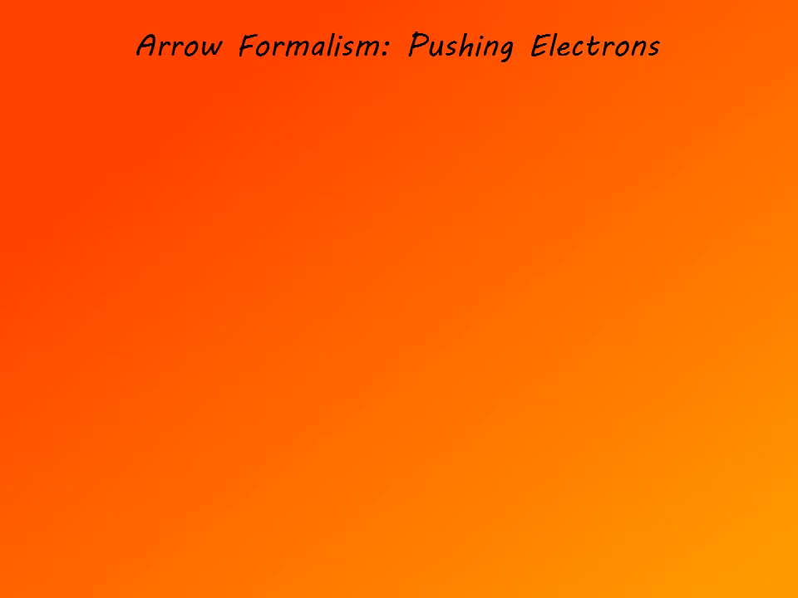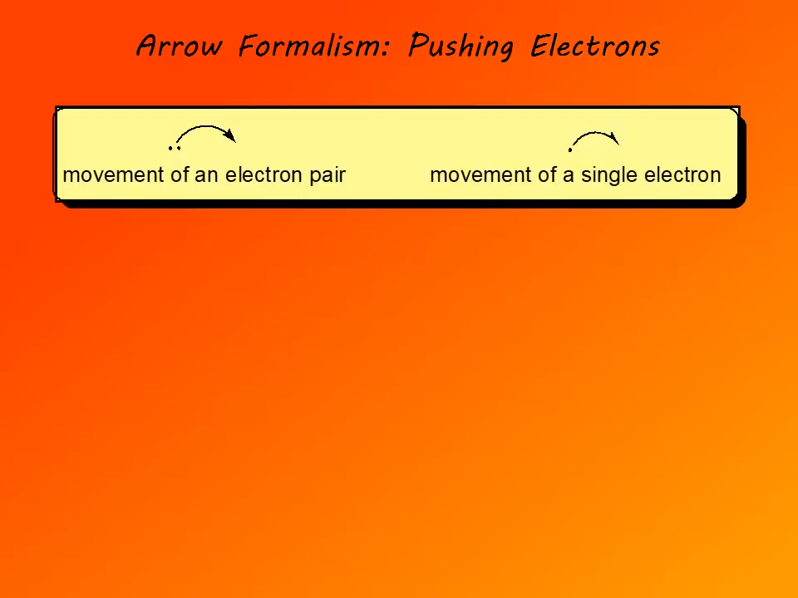So to show flow of electrons in the course of reaction, we use curved arrows. Movement of pair of electrons is indicated by full curved arrow. Movement of a single electron is indicated by curved half arrow, or as it's sometimes called, fishhook arrow.